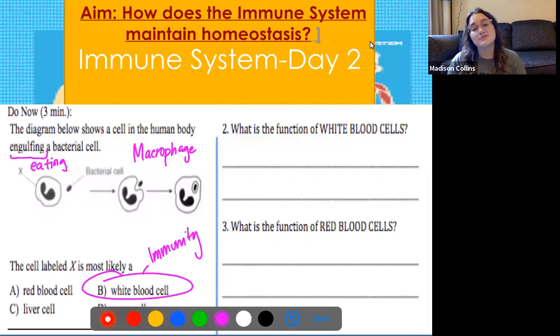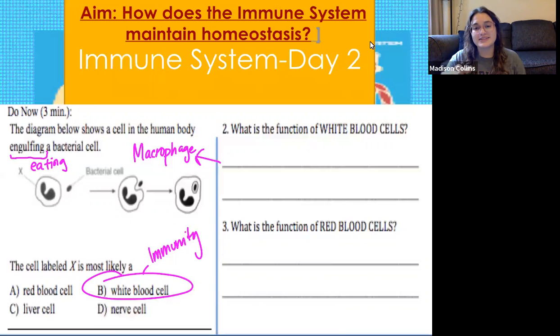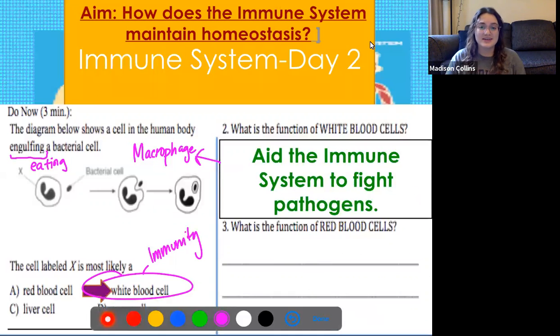All right. Now, numbers 2 and 3 are not actually on your paper, but I'm still going to review them if you want to jot it down on your paper or in your notes. All right, number 2, what is the function of white blood cells? Well, we just looked at an example of this where the white blood cell is going to eat the invader. So the overall function of white blood cells is to help us with immunity. It's going to aid the immune system to fight pathogens that try to break into your body.